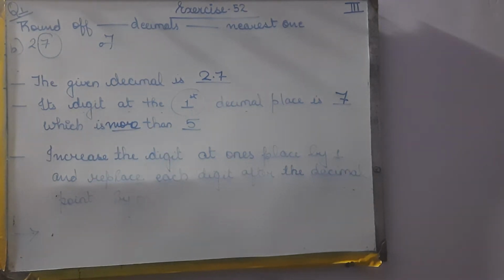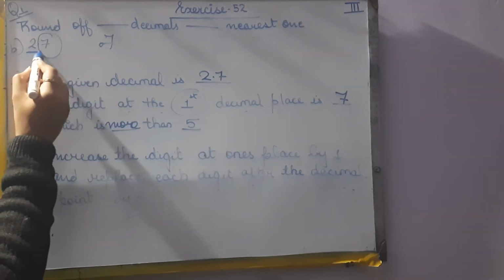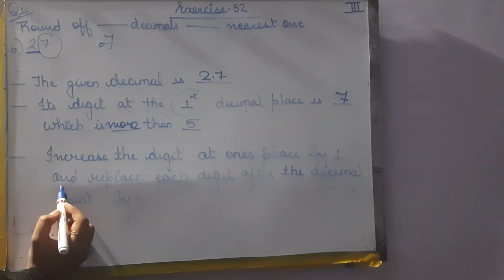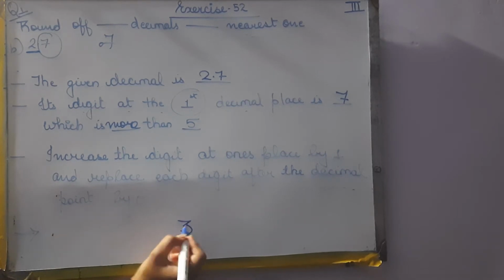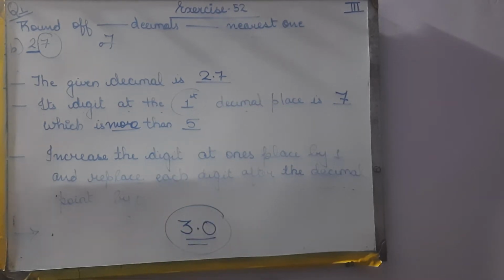Now what are we going to do? Increase the digit at one's place by 1. So 2 will be 3, and replace each digit after the decimal by 0. So what answer will we get? We will get the answer as 3.0.